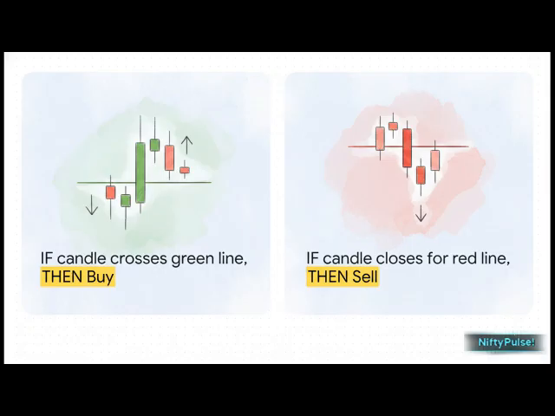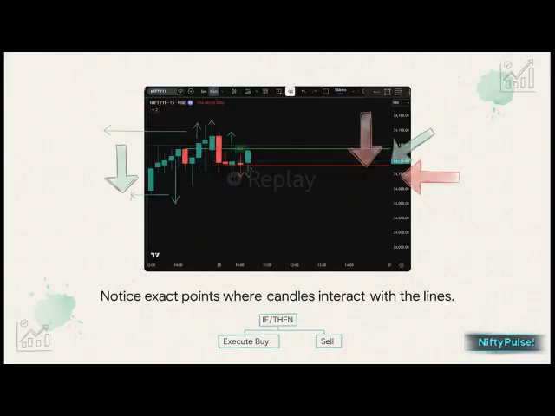If a candle crosses the green line, then you buy. Versus if a candle closes for the red line, then you sell. There's literally no gray area here, no second guessing. It's completely binary, decisive, and exceptionally clear. You are simply waiting for the price to interact with those predetermined levels. And this brilliantly illustrates exactly how that logic plays out in real time.